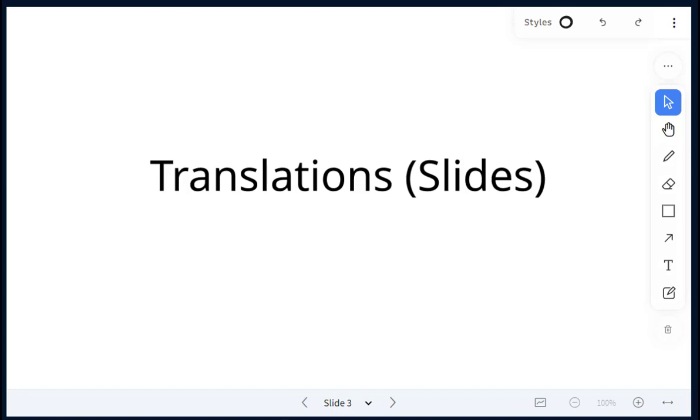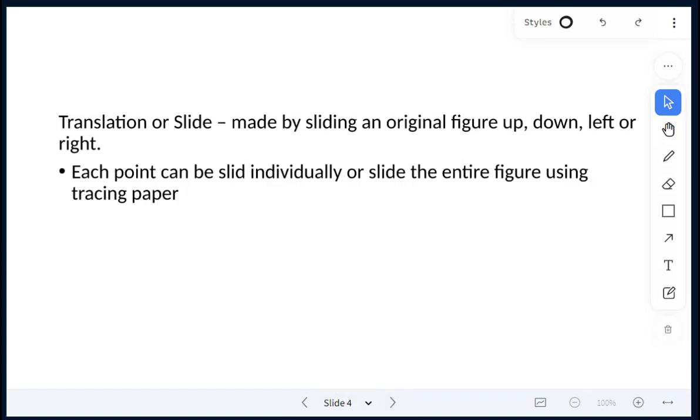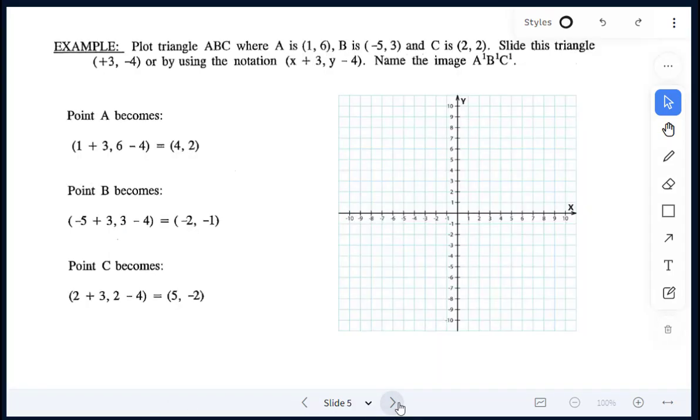So we'll look at translations or slides first. A translation or slide is made by sliding the original figure up, down, left, or right. You can slide each point individually, or you can use tracing paper as well, if that's something you are used to. So let's look at our first example.